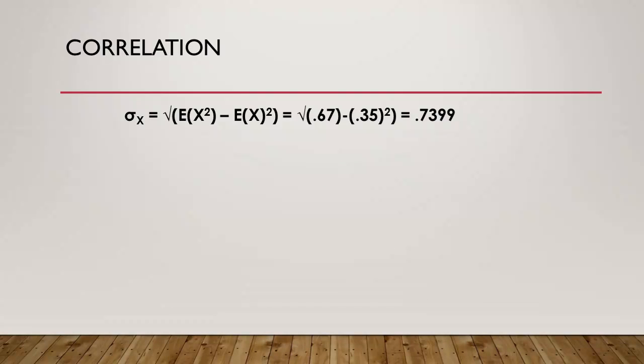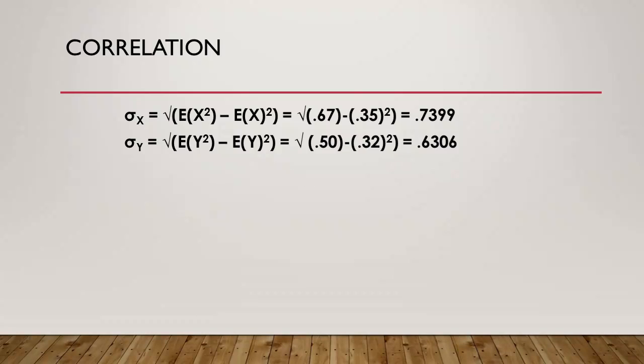Going on to the correlation then, we're going to need the standard deviation. So we take expected value of x squared minus the expected value of x, squared, and then take the square root of that. So I'll get 70.7399 as the standard deviation of x. Standard deviation of y would be 0.6306.